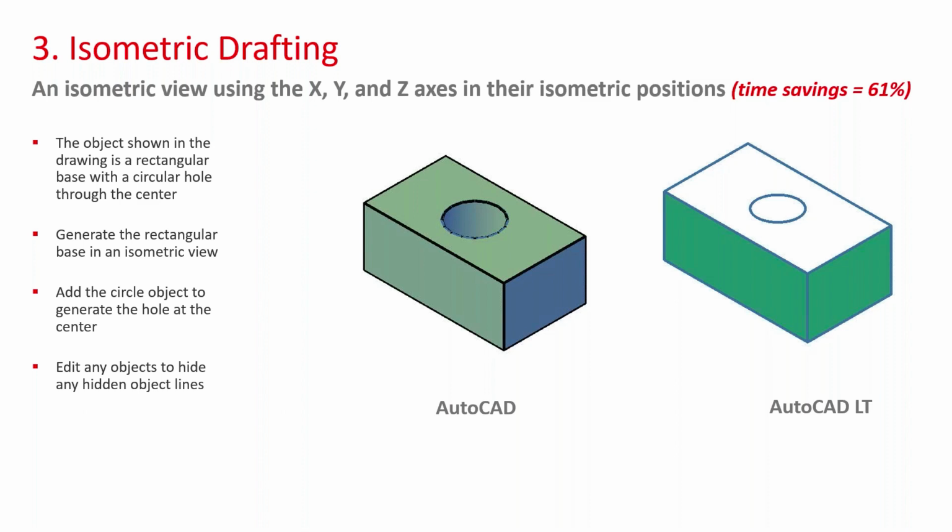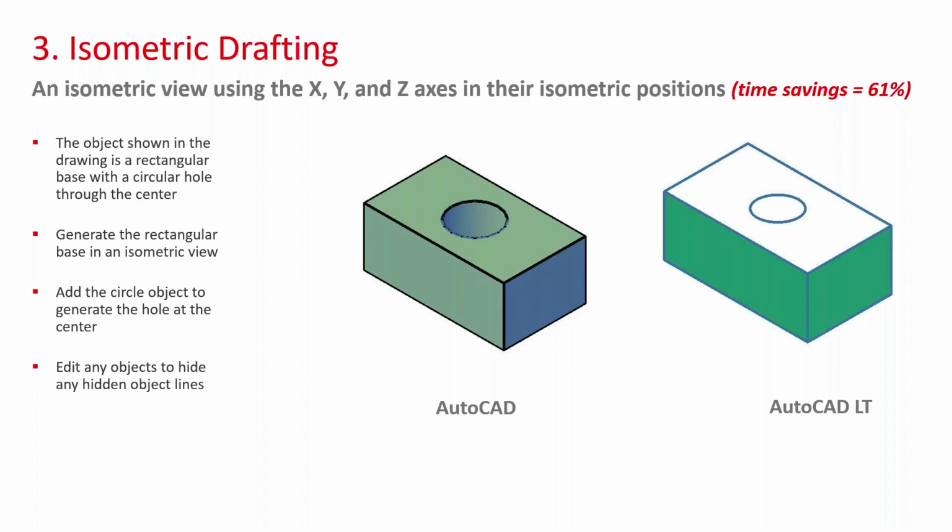Now, the object shown in the drawing is a simple rectangular base with a circular hole through the center. And again, we've got an AutoCAD view and we've got an AutoCAD LT view. Now, the AutoCAD LT view is purely 2D draftsmanship. So what we've done there is we've utilized what is called the ISO draft setting on the status bar, and we've drafted all of those lines at the 30, 60 degrees angles to get an isometric view of a base and an ellipse there in the center of that top face. Even though it isn't a top face, it's a 2D representation of a top face, gives you what looks like an isometric view of a solid base with a hole through the middle.